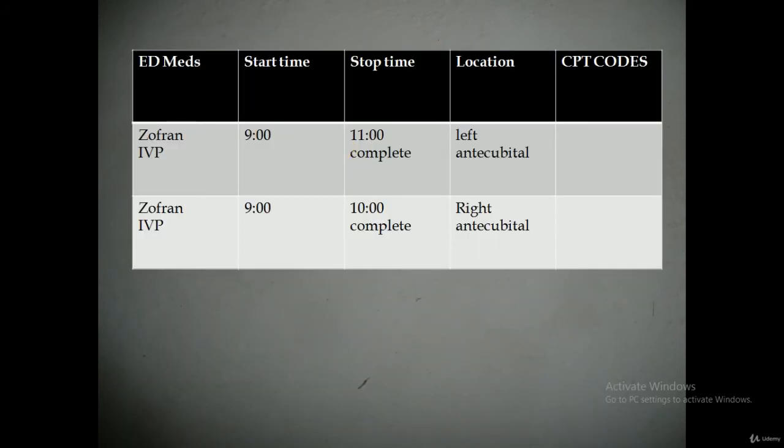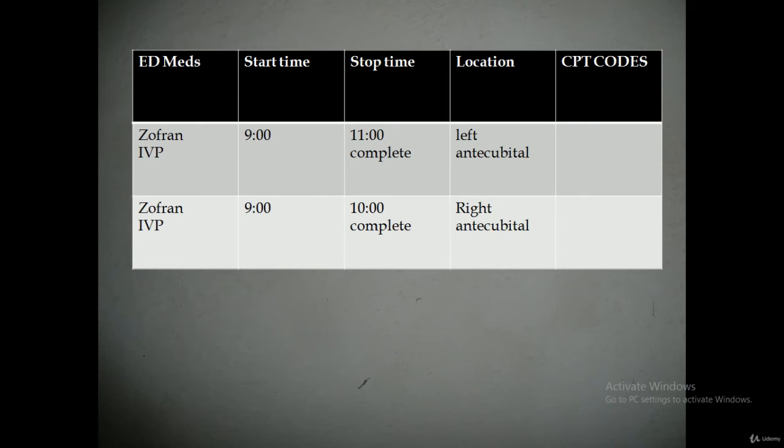Now we will see some scenarios. As I told, this is a drug, and we have to see the start time, stop time, then the location, and then the status. If it is incomplete or discontinued, we should not code that at all. Only if the status is complete do we code the services. So here we have Jofron. The start time is 9 o'clock and the stop time is 11 o'clock. For how many hours is it running? It's running for 2 hours. This is the initial service given to the patient.